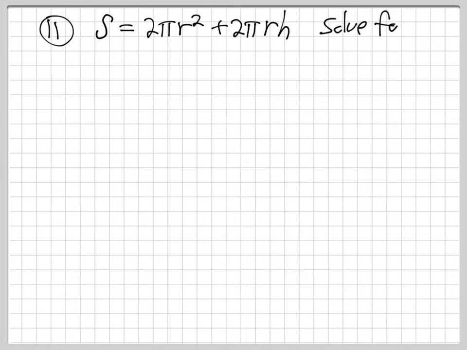Now 11. Going to bring in some pi's here. So S equals 2 pi r squared plus 2 pi r h. And they want you to solve for h. H on this one. So there's the h. Here's the wall. H is saying, I want to be alone. Get rid of all that stuff.